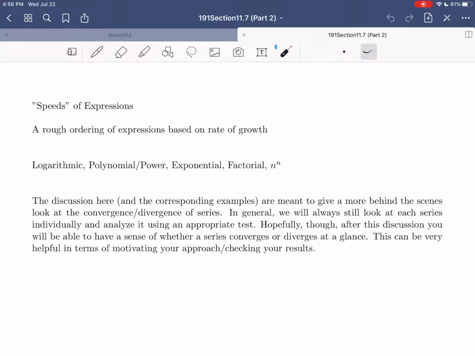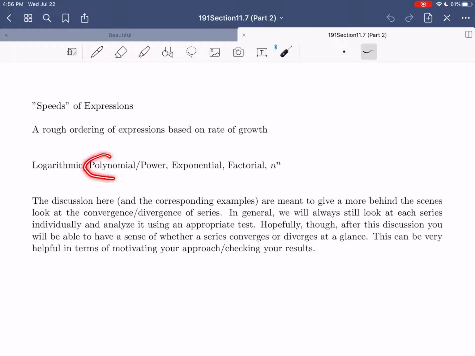So this list is in no way comprehensive. There's plenty of things that are not included on this, but it gives you a general idea of some of the major types of expressions we encounter and their speeds of growth. One of the slowest growing things that we encounter are logarithmic expressions, meaning something like ln of n. ln of n certainly gets larger and larger as you put in larger and larger values, but it is very, very slow. If you take ln of 1,000 or ln of 1,000,000, you get a large number, but it's not that large compared to the input you put in.